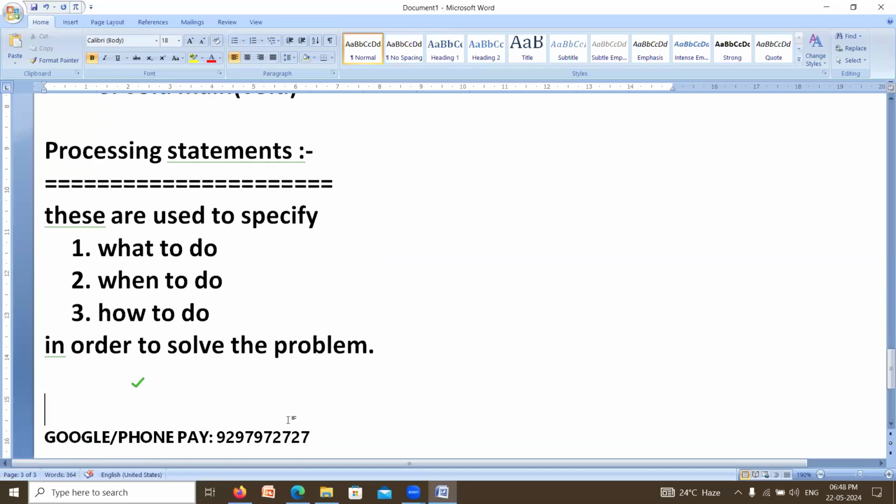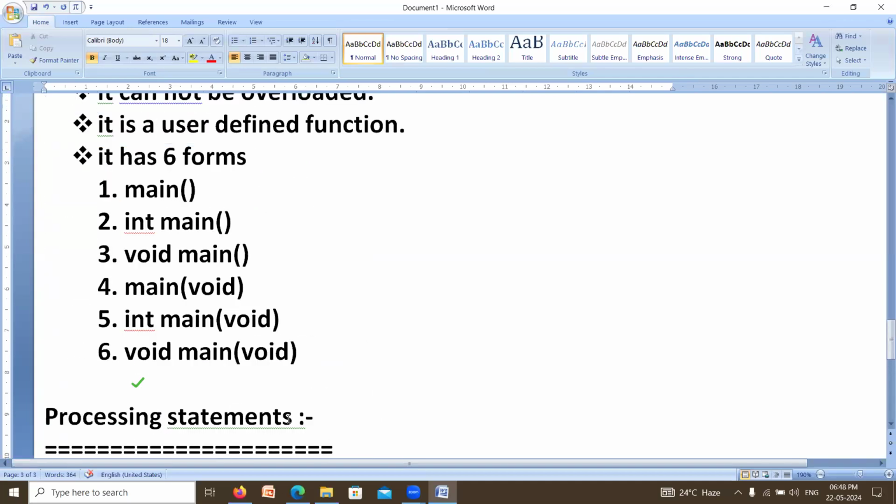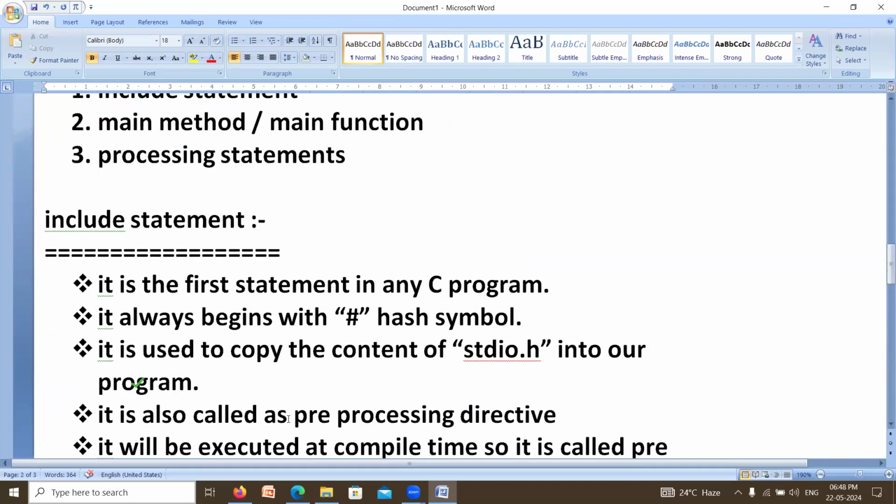So it is about the sample C program, my dear friends. Note this.